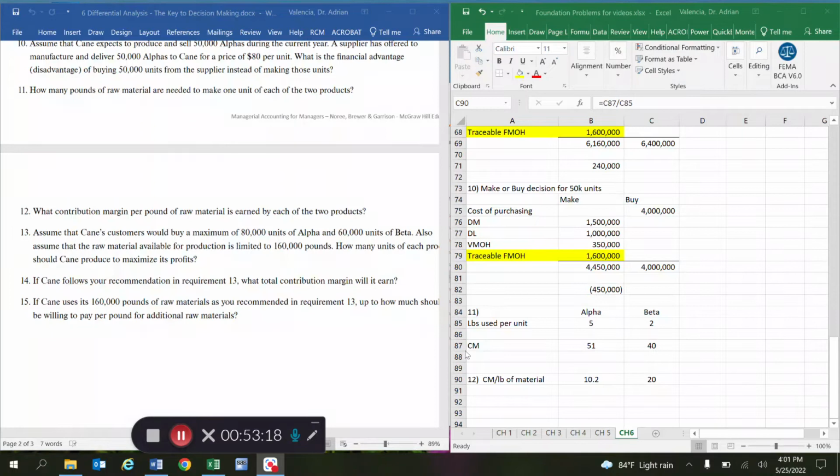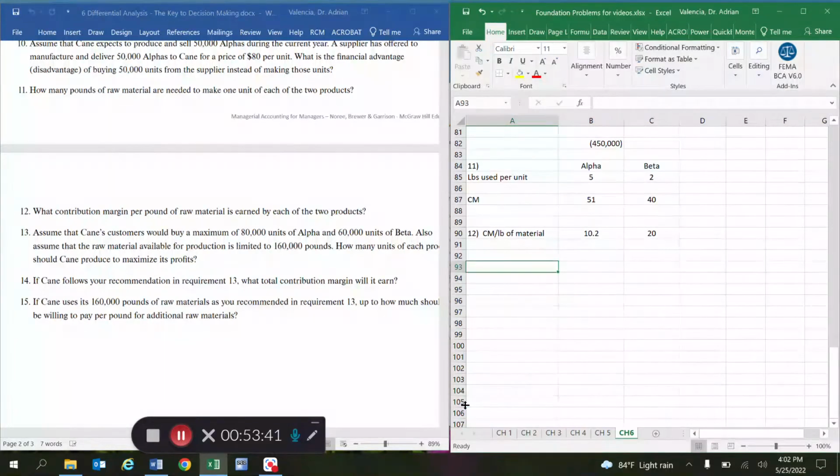So then question 13 addresses a little bit of that. It says, assume that Kane's customers would buy a maximum of 80,000 units of alpha and 60,000 units of beta. So that's the maximum that the market is willing to accept of this product. Also assume that the raw material available for production is limited to 160,000 pounds. And that's the key right there, okay?